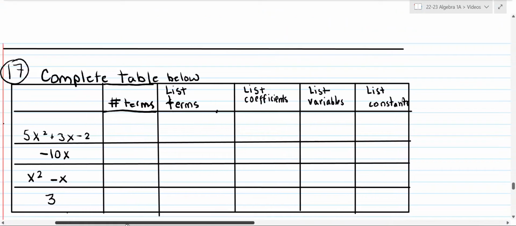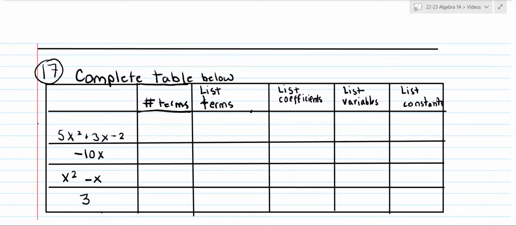Alrighty, here we go. The first one, number of terms. There are 3 terms. 1, 2, 3. Which ones are the terms? Well, the first term is 5x squared. The next term is 3x. And the last term is -2. So there's 3 of them.